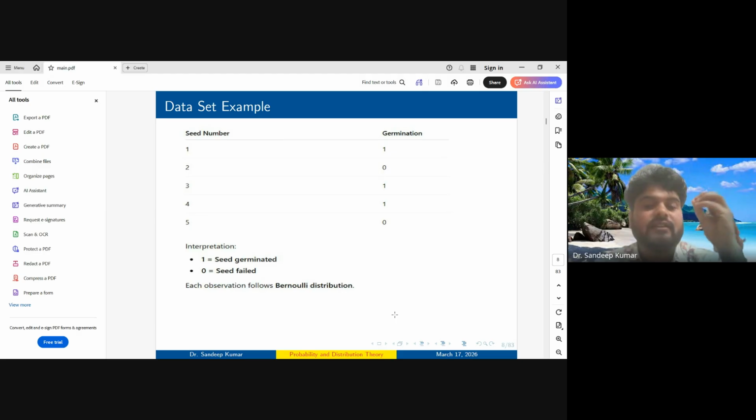Interpretation: here 1 means the seed germinated, and 0 means the seed failed. If it takes the value 1, the seed germinated, and if it takes the value 0, the seed failed. So each observation follows the Bernoulli distribution because only two possible outcomes occur: 1, the seed germinated, and 0, the seed failed.